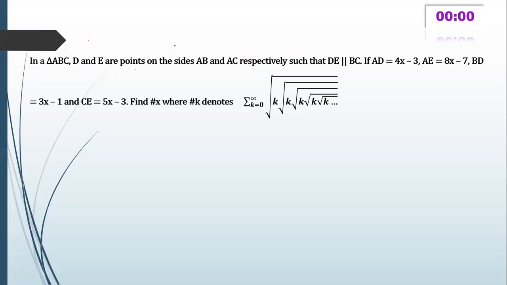Okay, so the time is up. Actually, I am also confused about this problem. I think the problem should be like this. This sigma part is given by mistake, I believe. So I am removing this sigma part because I think this is wrong. So hashtag k denotes this expression.